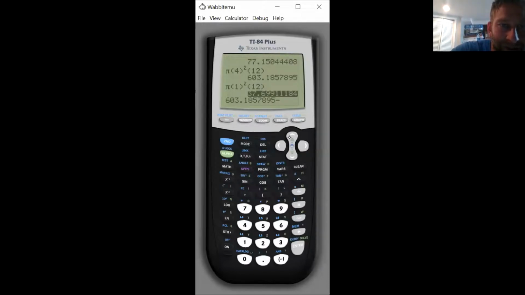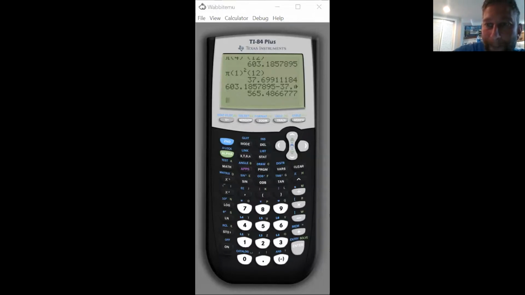.603 minus 37. Again, we don't round until the very end. To the nearest tenth is 565.5. And that's cubic inches.